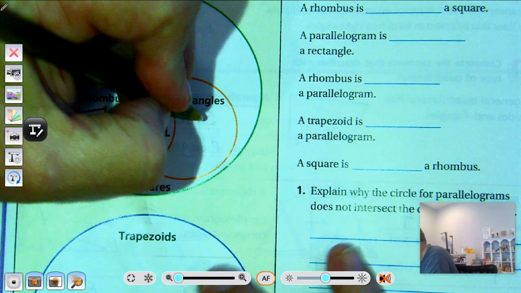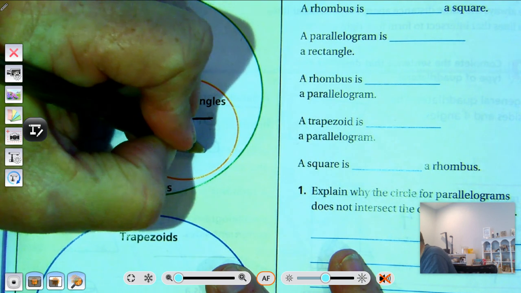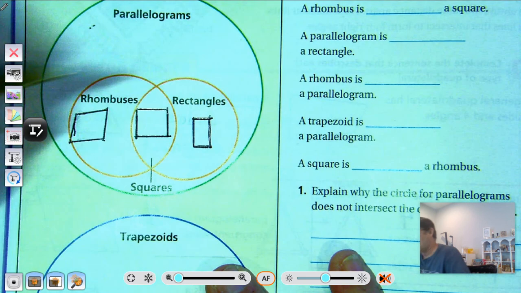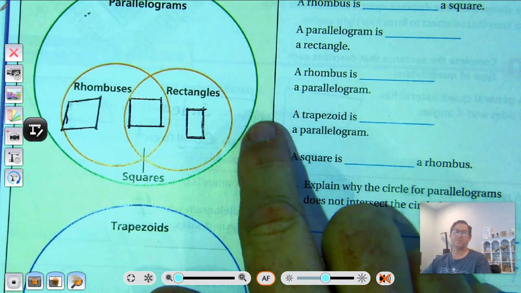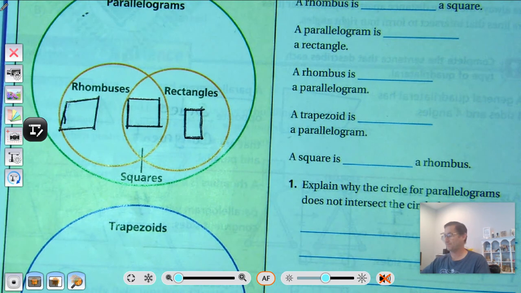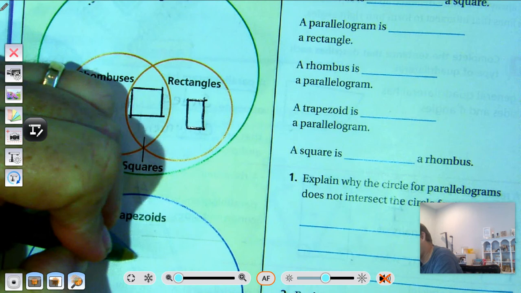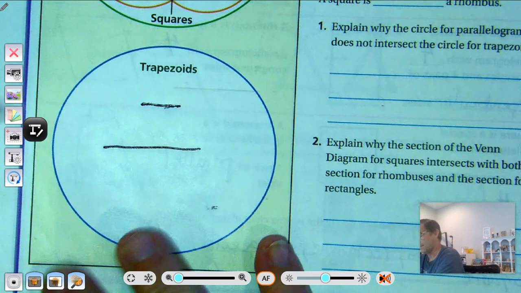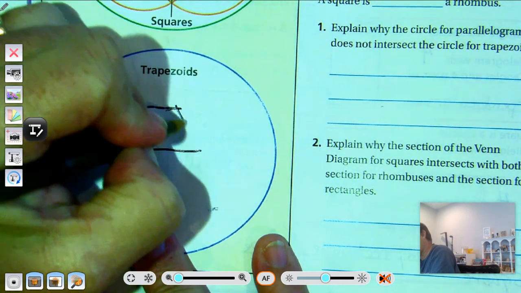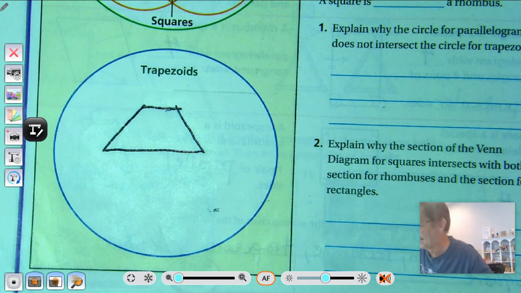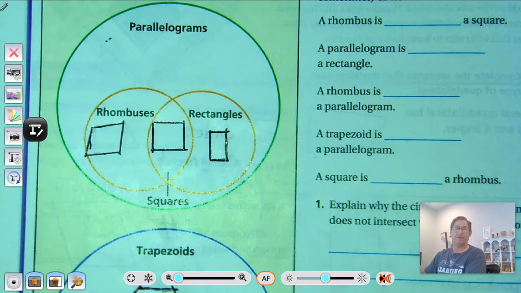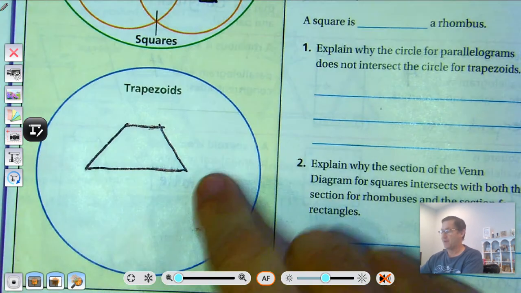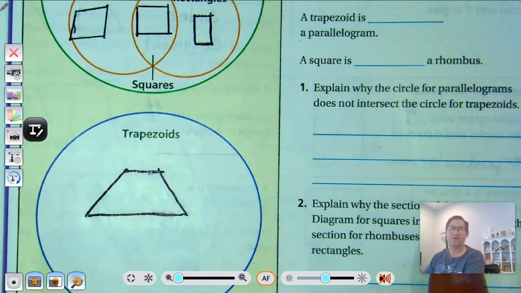A rectangle would have 4 right angles and opposite sides that are congruent. A trapezoid would have 2 sides that are parallel. All right, so something like that, right? So a square is both a rhombus and a rectangle. Trapezoids are not part of this because they don't have 2 pairs of parallel sides.